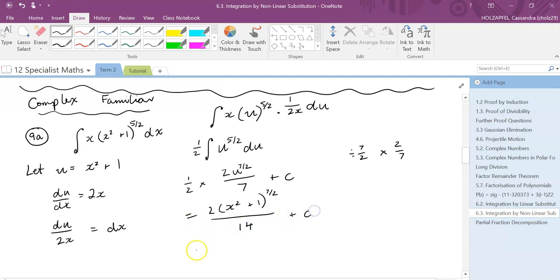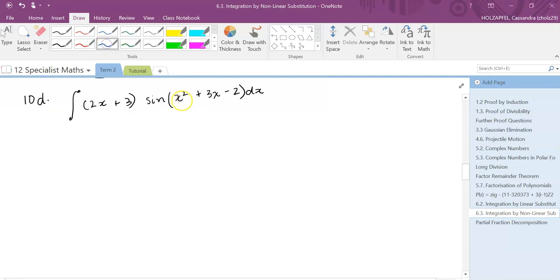plus c, and again let's just simplify this. So this is going to be 1/7 now, so (x squared plus 1) to the power of 7 over 2, over 14, plus c. Okay, so I think that was a little bit of a simple familiar example, but it's a good, little bit more complicated one than the last examples to jump into these complex familiar questions.